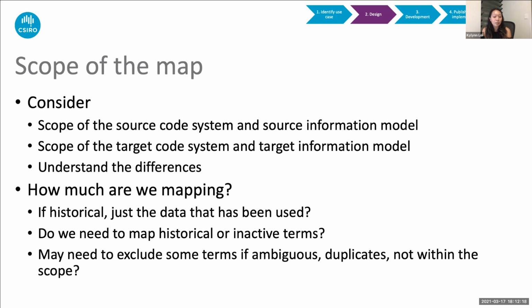There might be a need to do some exclusions or create some specific rules about how the scopes will be translated. And is there any need for contextual information from the information model to be included in the decision of what the map target might be? Think about how much you are actually mapping, and if it's historical, perhaps just the data that's being used. But do you also need to map historical or inactive terms if you're using different versions of terminology? And you may also need to think about excluding some terms if they're ambiguous or duplicates or not within your desired scope.